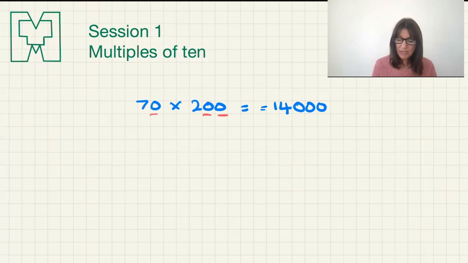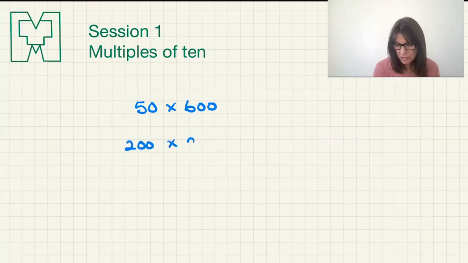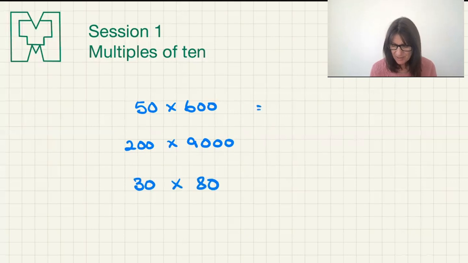Okay, so I'm going to just write you a couple more now, just to make sure we're absolutely fine, so that we can then move on to our division. So let's have a little look. Let's do 50 times 600, 200 times 9,000 and 30 times 80. All right, pause the video, have a go at those 3 and press play when you are ready.